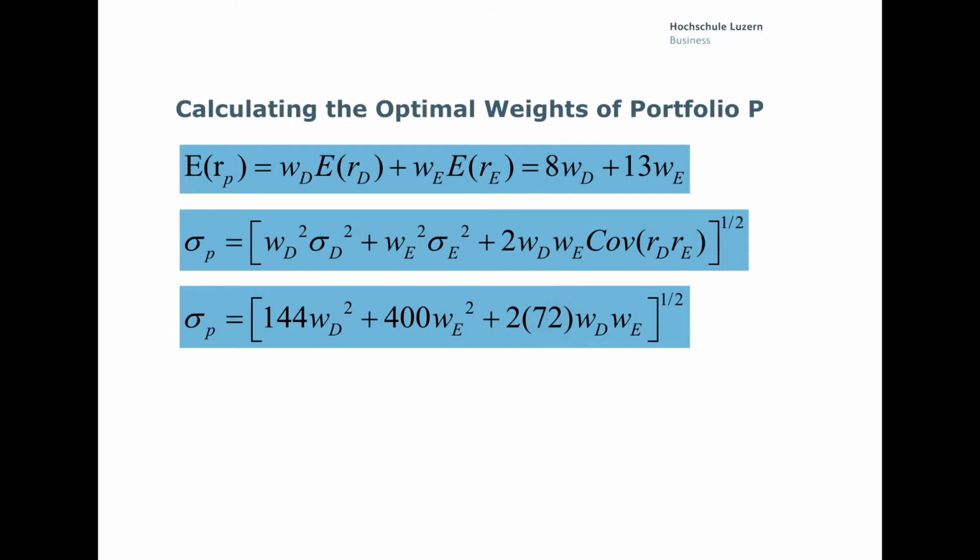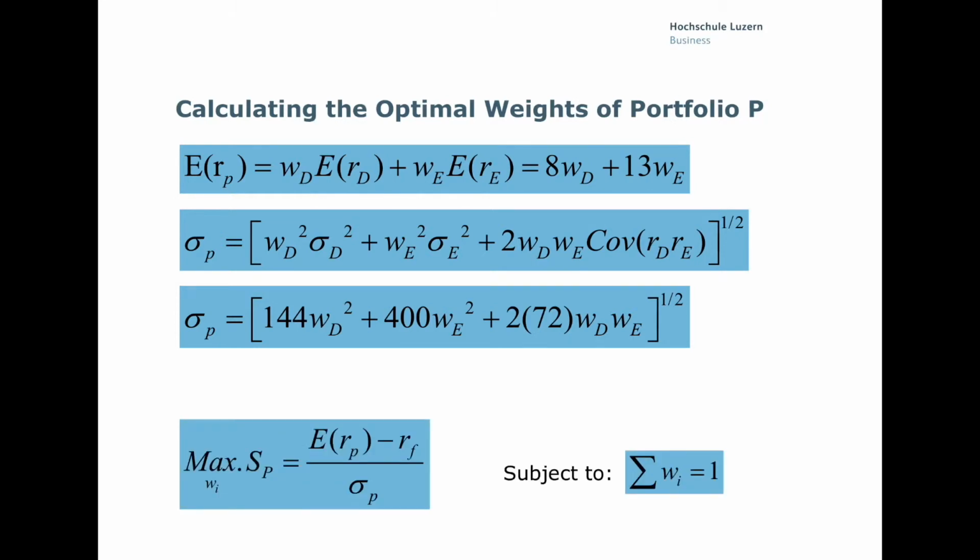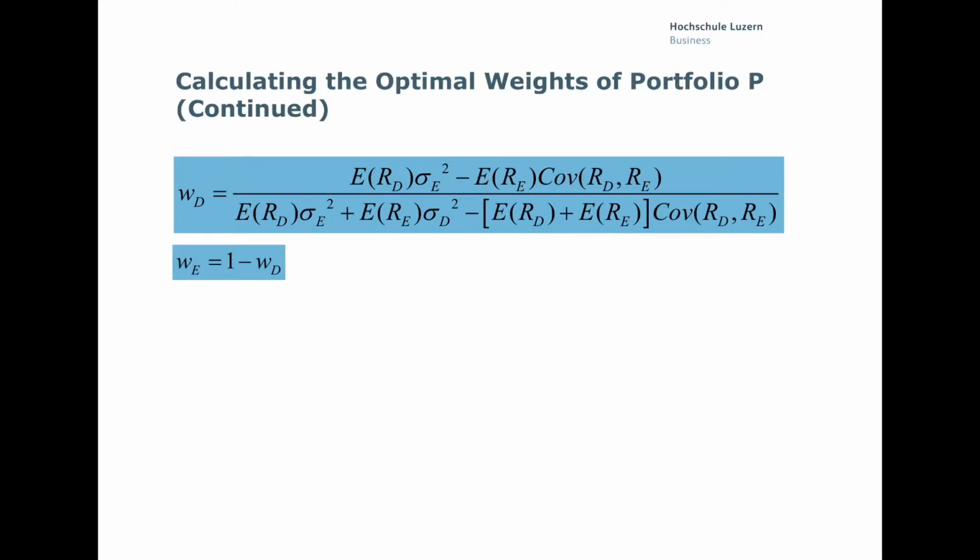The objective is to find the weights for debt and equity which would result in the highest slope of the capital allocation line. To get there, we maximize the Sharpe ratio by finding the optimal weights of debt, subject to the sum of the weights invested in equity and debt equal to 1. After having applied the first order condition to the Sharpe ratio, the solution for the weights of the optimal risky portfolio is given by the following formula.